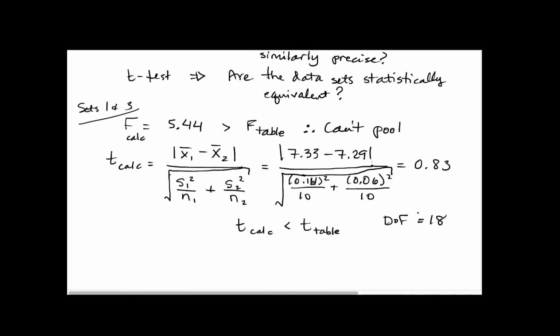If you have different numbers of data sets, you might end up having to calculate it. But anyway, the calculation doesn't come up that often, and if you have to calculate it, look it up in the book. It's in section 4.3, and you won't have any trouble finding it. Maybe we'll try it a little bit later. Okay, so we have still been able to conclude that set 1 and set 3, even though they were not similarly precise, are still statistically equivalent.